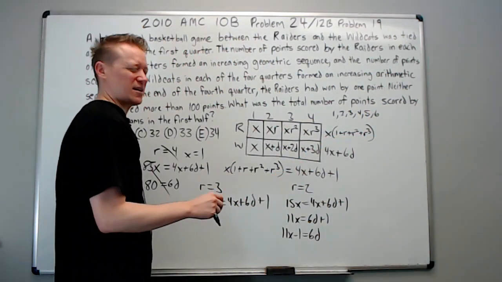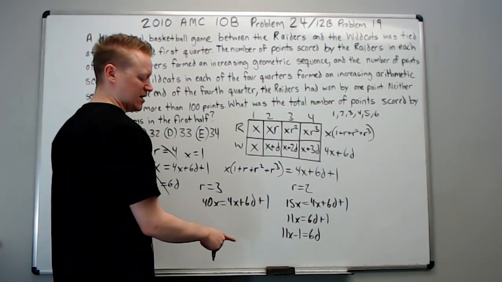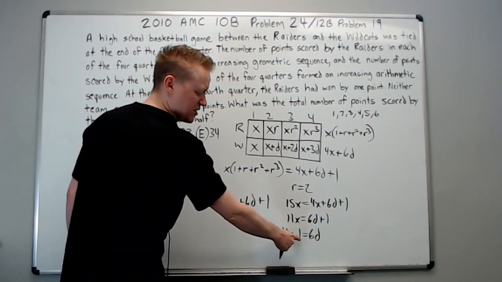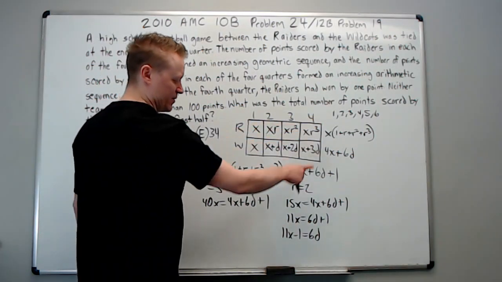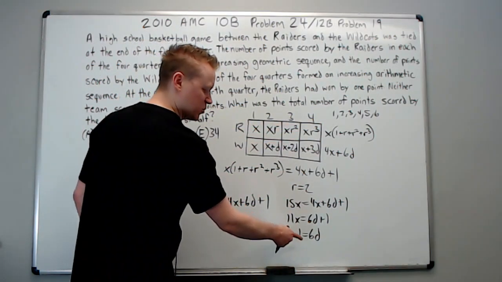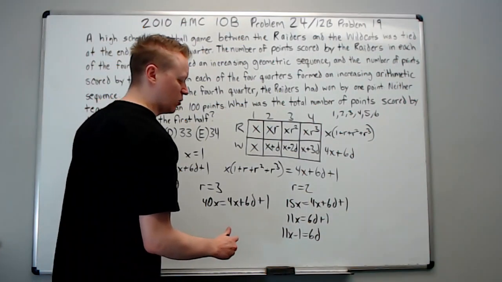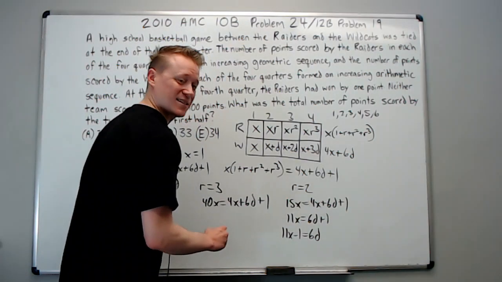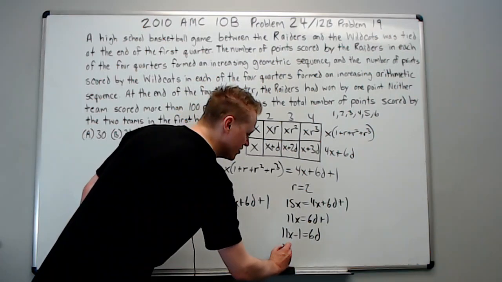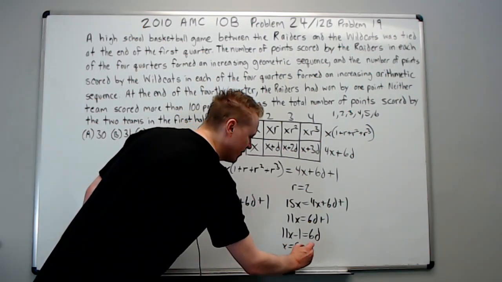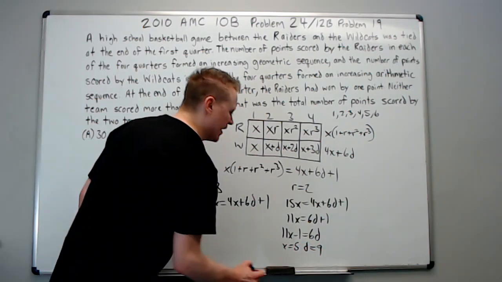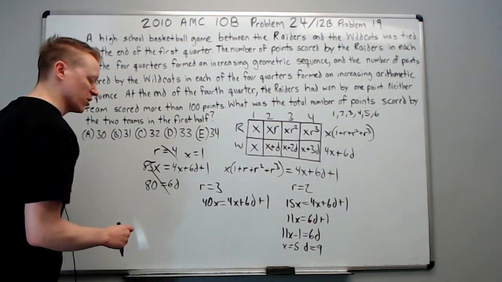Don't waste too much time thinking about it. Just grab the 6 and see what happens. 66 minus 1 is not a multiple of 6. Grab the 5. 55 minus 1 is 54. That's going to work out because 6 times 9 is 54. So x will equal 5. D will equal 9. Let's plug it in and make sure it works really quickly.